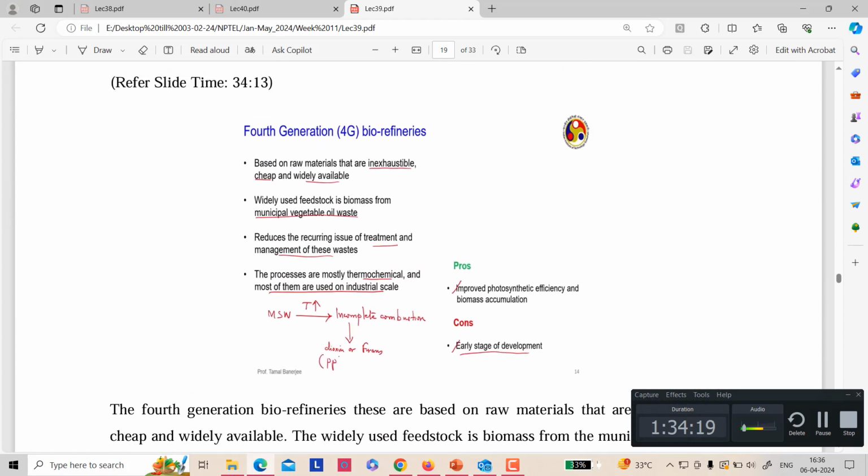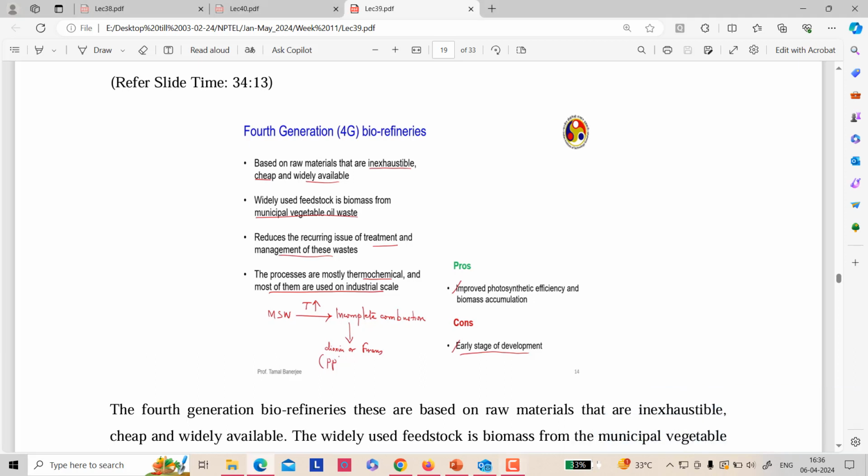The 4G biorefinery is based on raw materials that are inexhaustible, cheap and widely available. Right? So some wastes are not exhaustible. So that is why these 4G biorefineries come. Widely used feedstock is biomass from the municipal waste and vegetable oils. So the waste we produce in the municipal, in the school premises or in the office premises, these kinds of solid waste are used as the feedstock for the 4G biorefinery. So it reduces the recurring issue of treatment and management of these wastes.